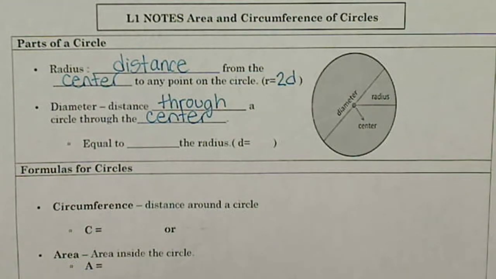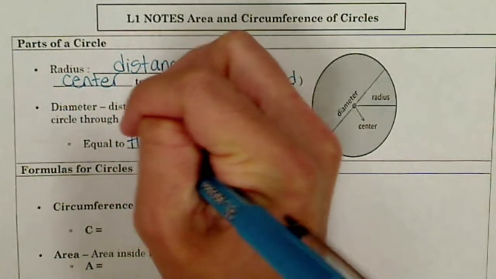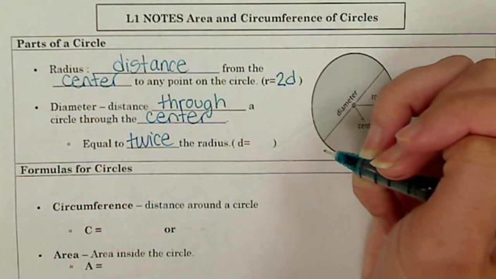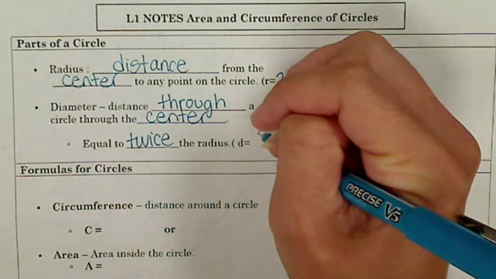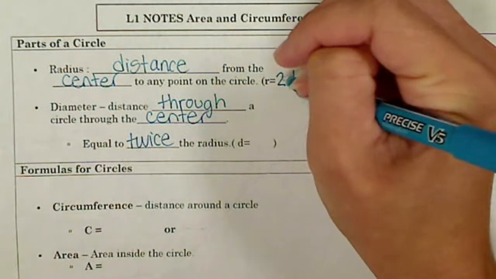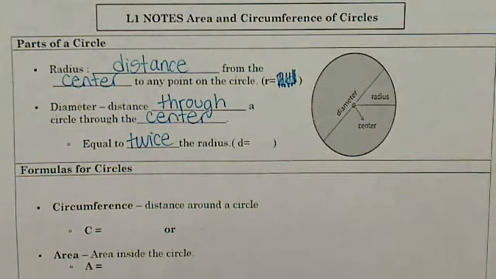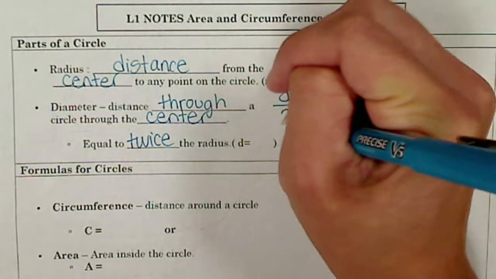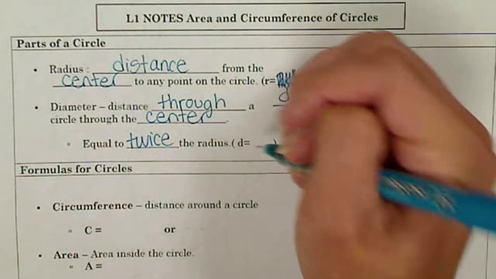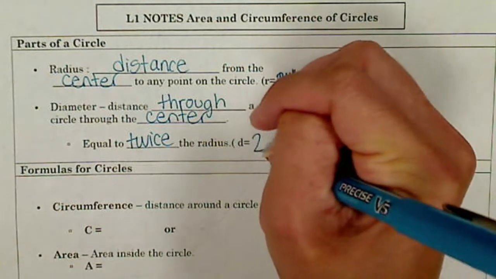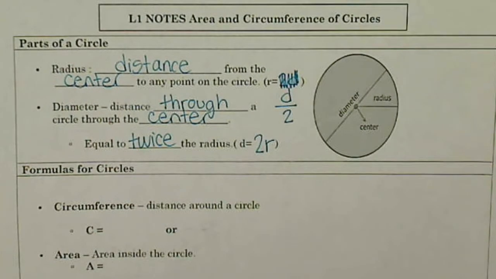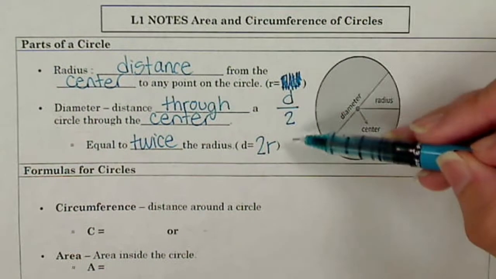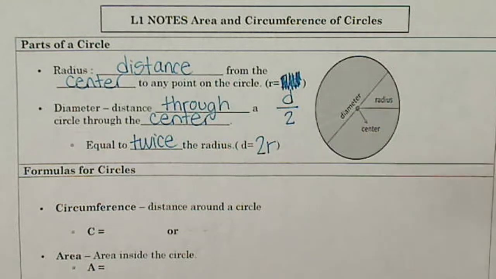The diameter is equal to twice the radius, so the diameter would be the radius. Oops, I'm sorry, I wrote that backwards. The radius is going to be half of the diameter, so diameter divided by 2. And the diameter is multiplying the radius times 2. Sorry about that. So let's fix that real quick. To get the radius, you half the diameter. To get the diameter, you multiply the radius times 2.